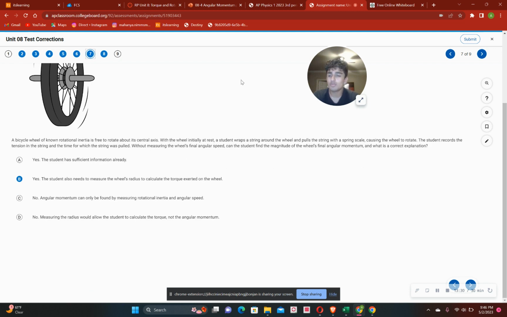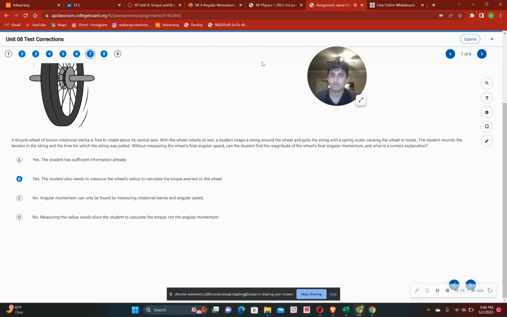Okay, this one I also got wrong. It's asking what is the magnitude of the wheel's final angular momentum, right? So we know that the angular momentum at rest was 0, obviously, because there's no angular speed. So now it's asking for your final, which will be the same thing as the final minus 0, which is the impulse, right? And earlier we know that finding the impulse would just be net torque times the time, right?